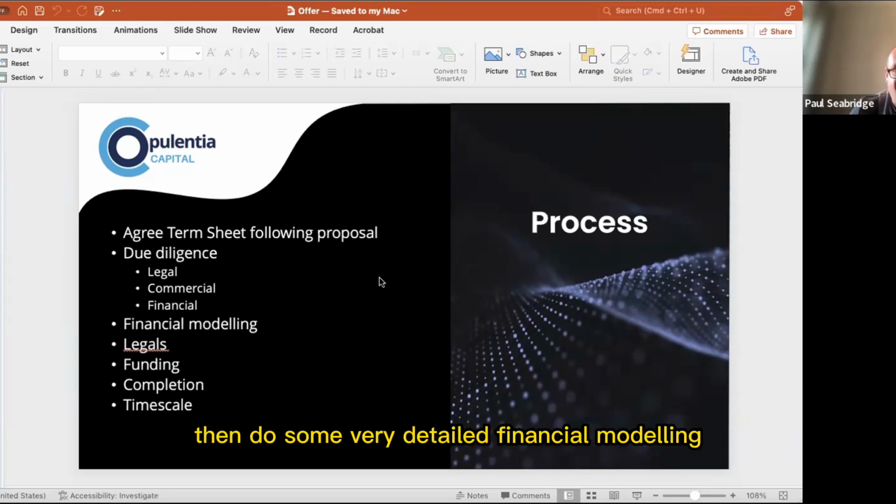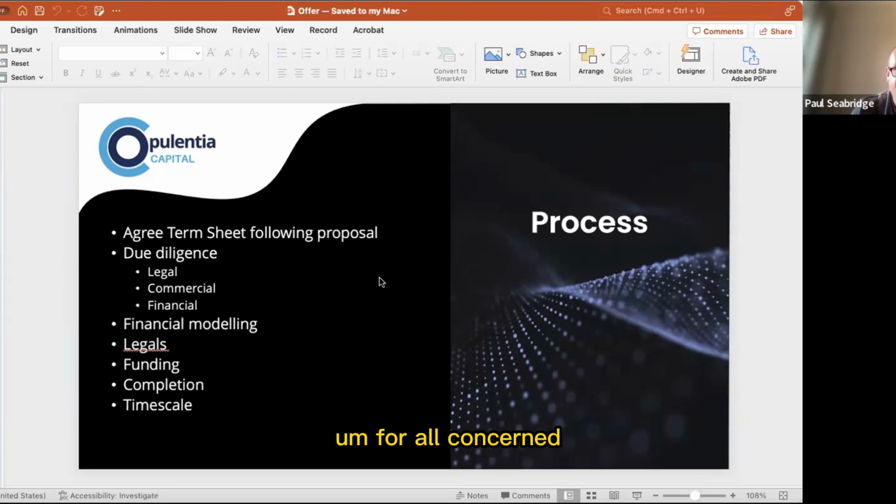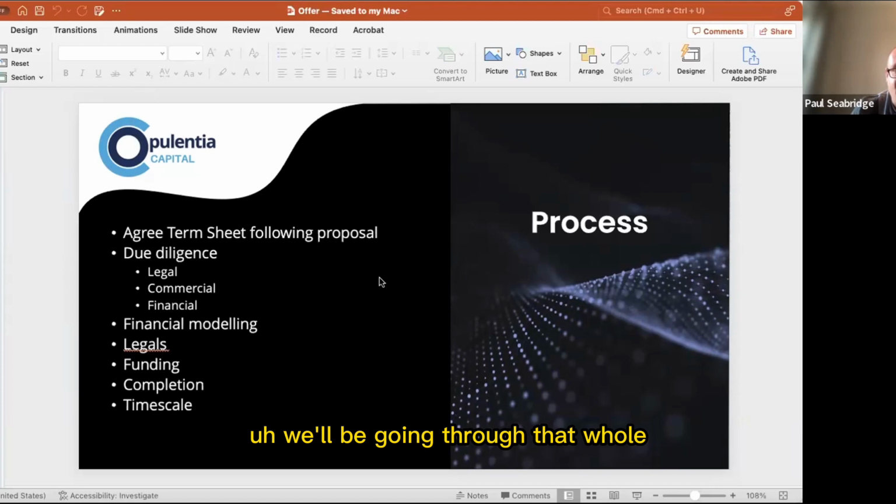We'll then do some very detailed financial modelling because we want to make sure that the deal is viable for all concerned. We then work through a legal process. So the lawyers draw up all the contracts. Whilst we're doing all of that, we're running funding concurrently. So we're going to borrow money to make this deal happen. We'll be going through that whole funding process, talking to lenders to get that in place.